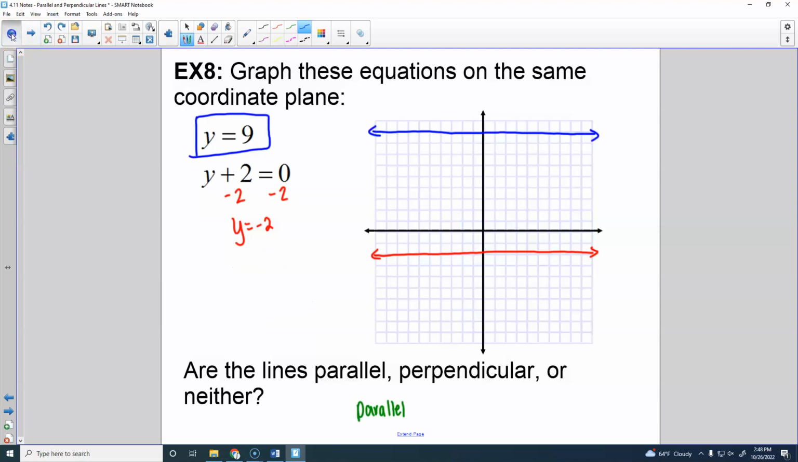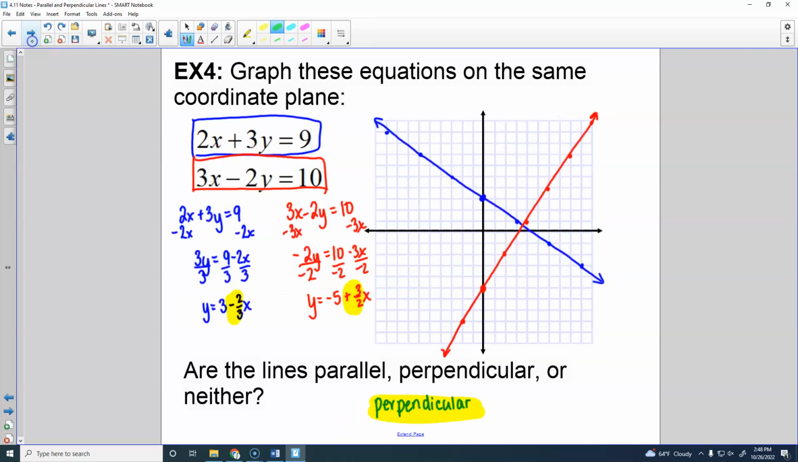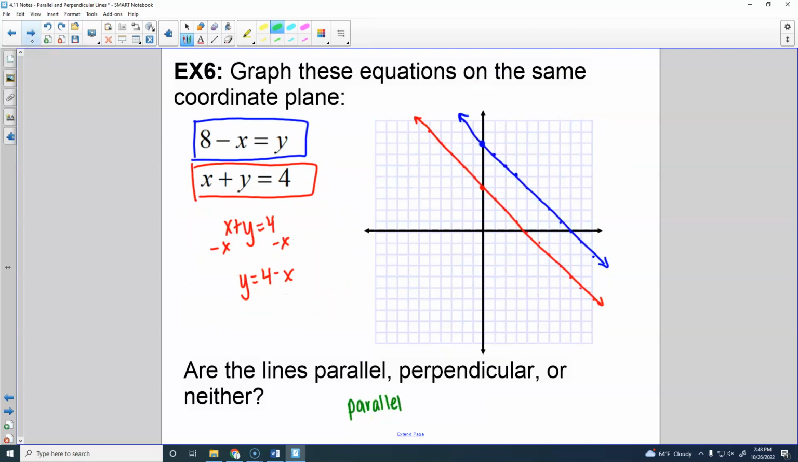Okay? Now, let's go back and look at parallel lines. Okay, don't shout it out if you already know. Give everybody a second to think about it. Example 2 was parallel, and we had 1/3 for both of our slopes. 6 was parallel. We had, what was my slope for this one? For the first one, what is the slope of that line?